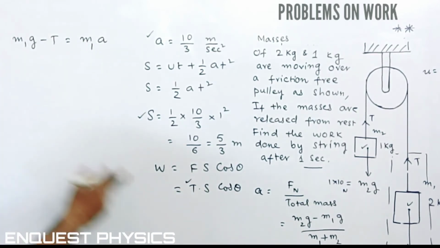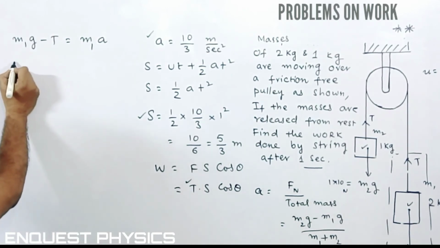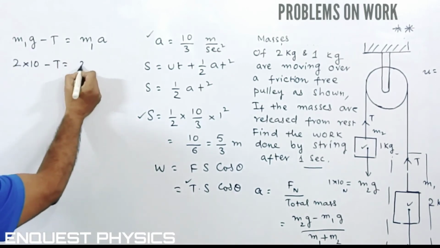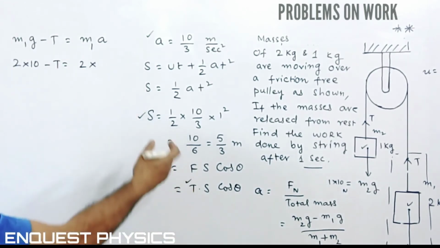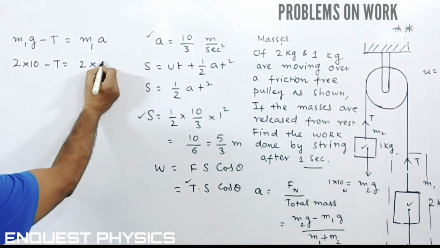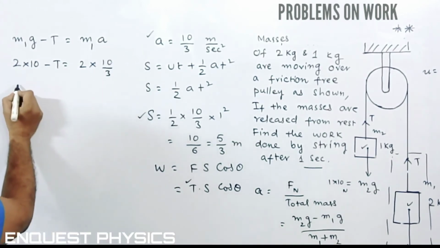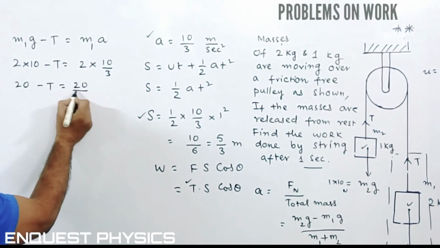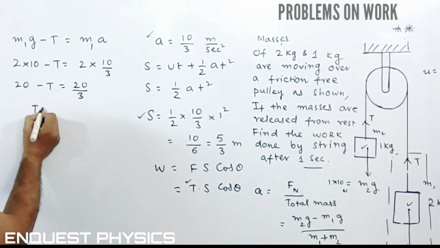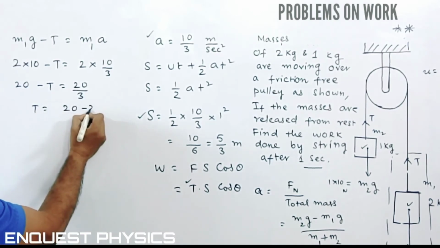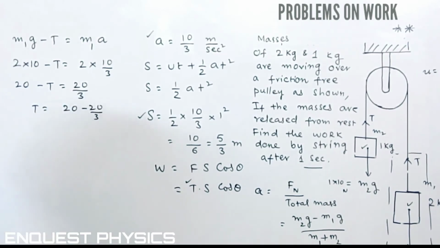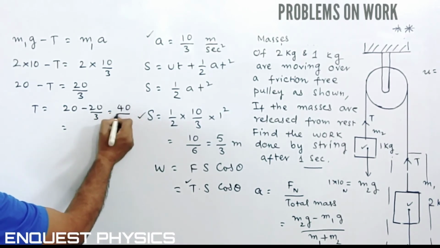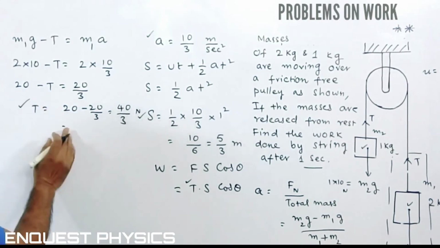We have the mass. Mass is equal to 2. So 2 into 10, 20 minus T is equal to 2 into, already we got the acceleration, what we have, it is 10 by 3. Okay, students, it is 20 minus T is equal to 20 by 3. Then T is equal to 20 minus 20 by 3. It is equal to how much? 40 by 3 Newton. We got the tension also, students.